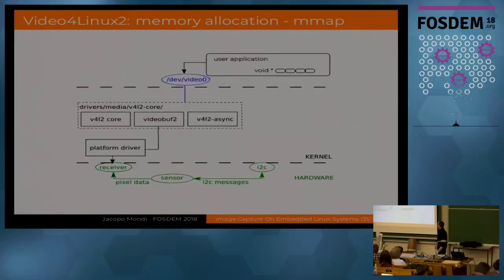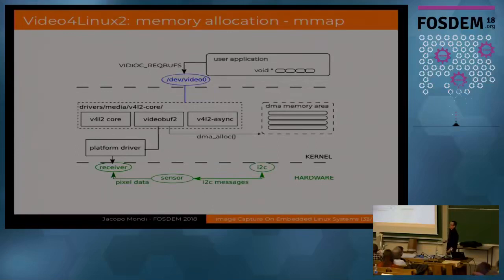In the case of mmap memory allocation, you simply issue a request buffers IOCTL that goes down to the Video for Linux core. It has a part called videobuf2 that uses the DMA API to allocate memory for you in DMA capable memory.